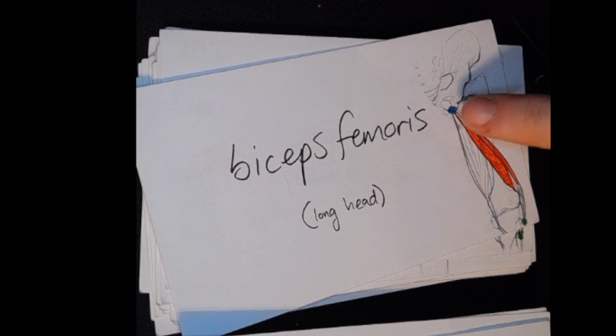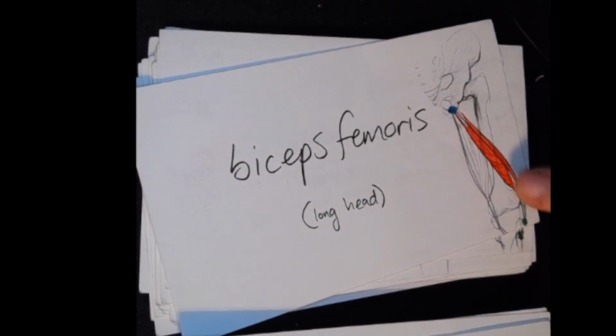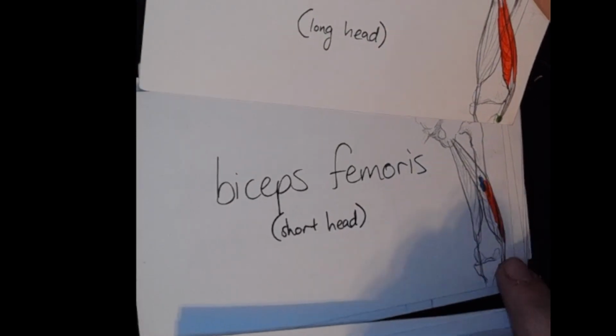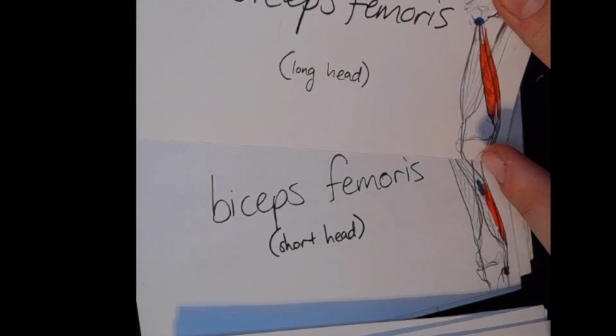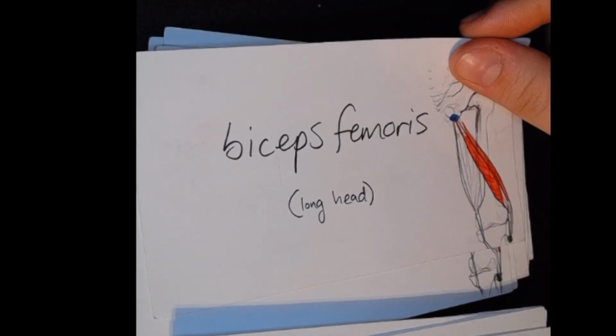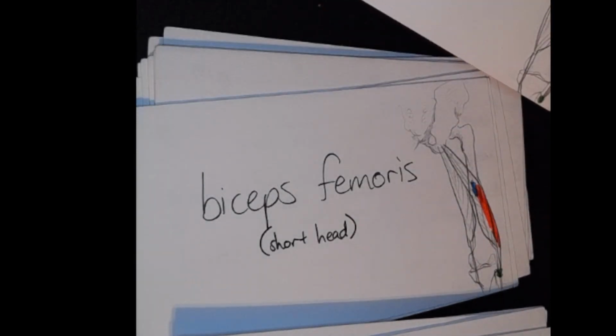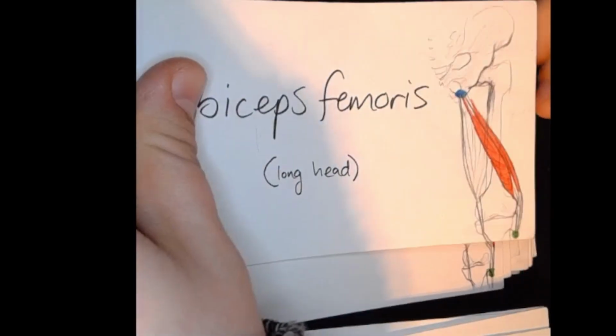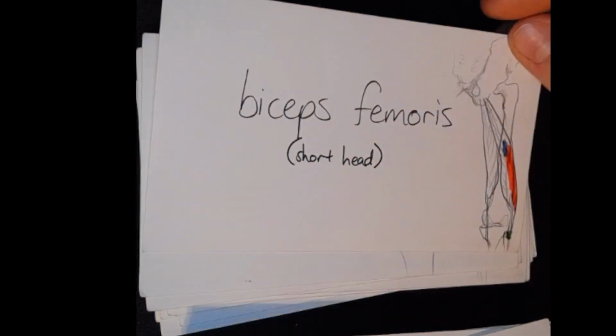Biceps femoris. Origin of the long head, ischial tuberosity. Origin of the short head, linea aspera. Insertion, fibular head. Action of the long head is hip extension and knee flexion. Action of the short head is knee flexion. Innervation of the long head is the sciatic nerve. Innervation of the short head is the common peroneal nerve.